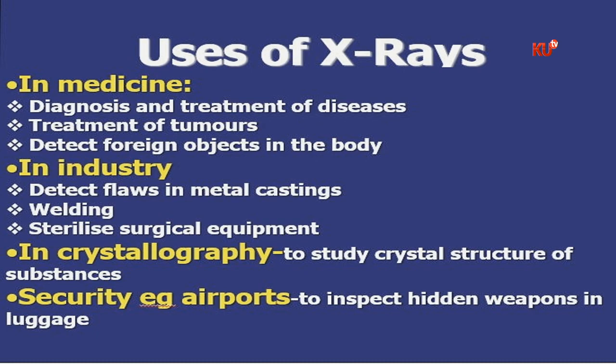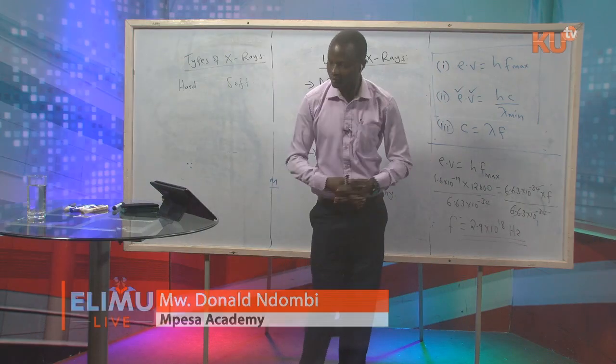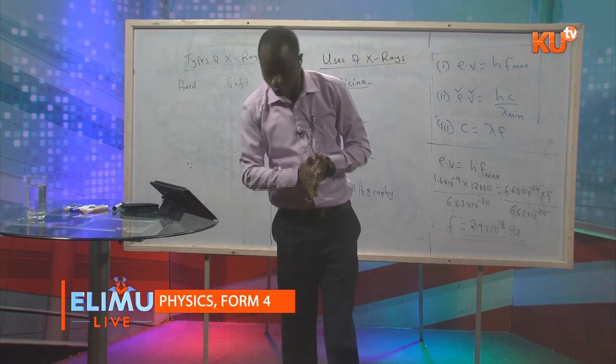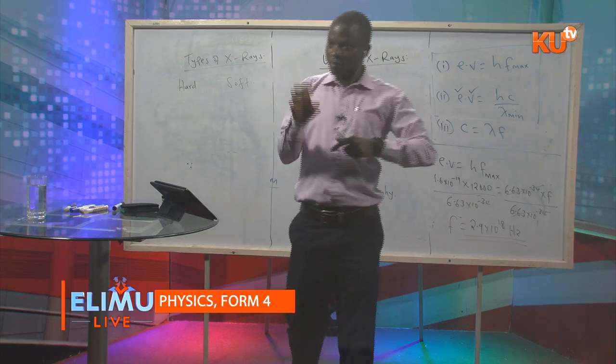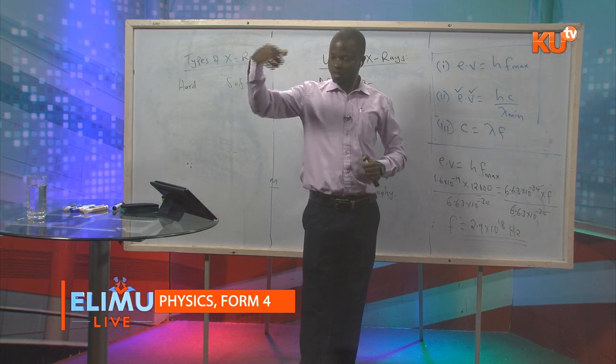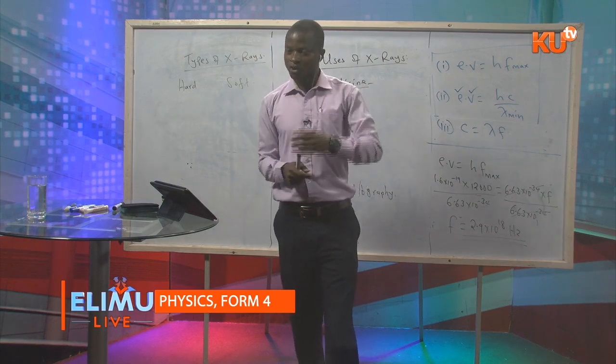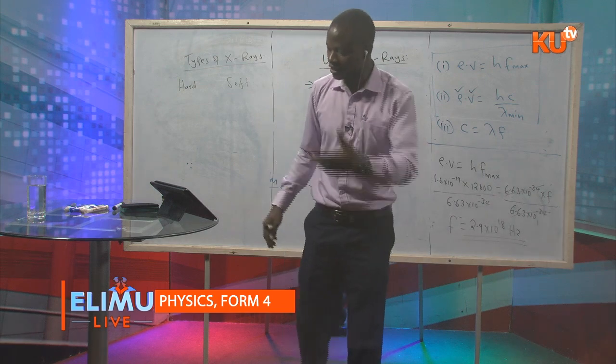So different structures will behave differently when exposed to X-rays, and that will enable the people carrying out that study to tell us the exact structure, like of sodium chloride in chemistry. You remember the structure of sodium chloride in Form 2 chemistry. The person who came up with that structure was able to see that using what? Crystallography, which is another use of X-rays in industry.